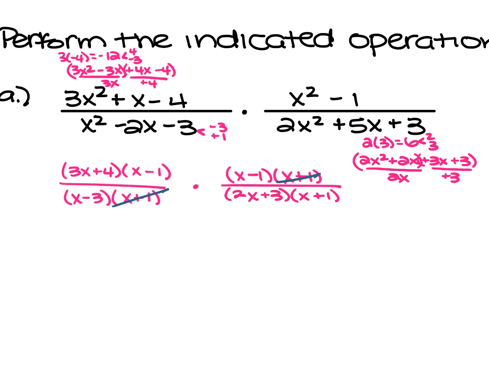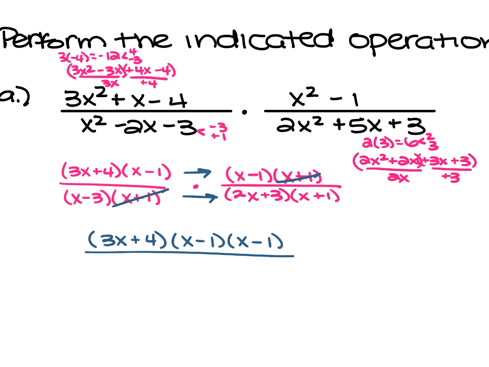From here, you still are left with the x minus 1, the 2x plus 3, and the x plus 1. Diagonally, those don't simplify. So look within the same fraction. You don't have anything within the same fraction that simplifies either. So multiply with what you have left over straight across. That's going to give you 3x plus 4 times x minus 1 times x minus 1 over x minus 3 times 2x plus 3 times x plus 1.